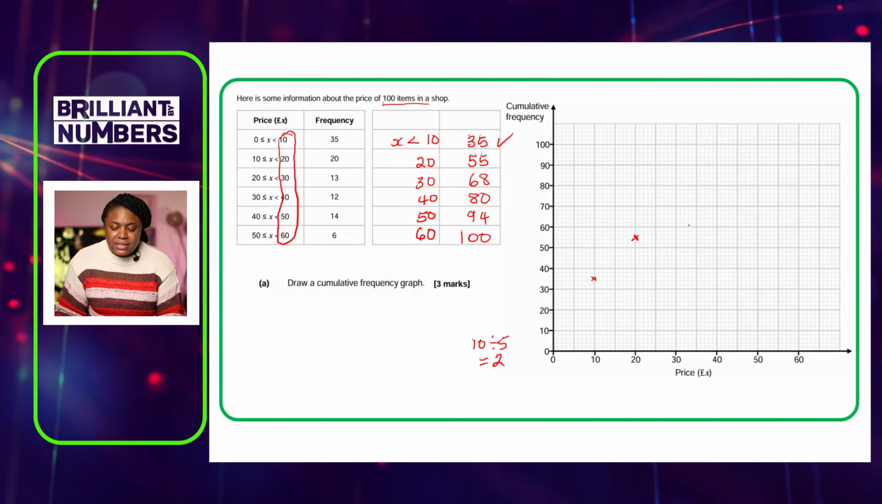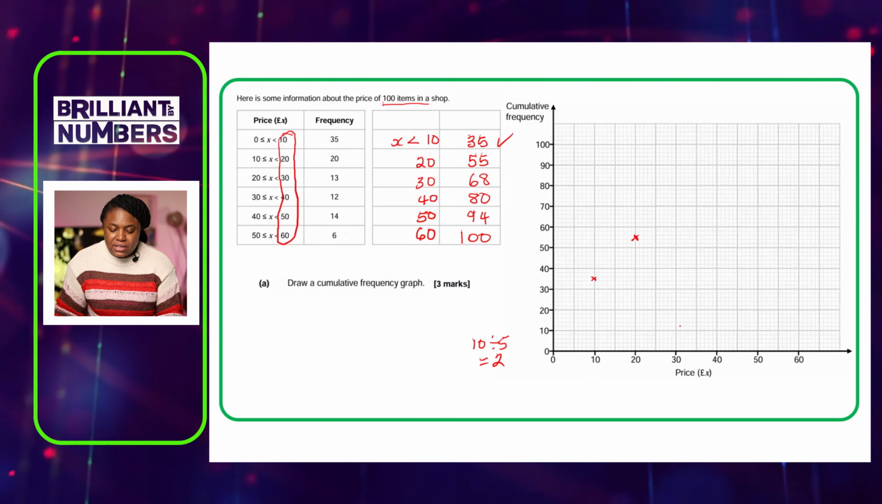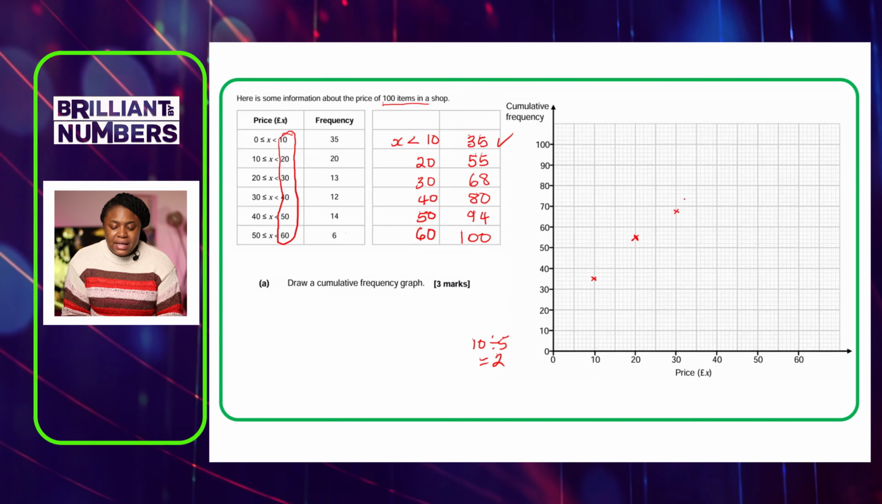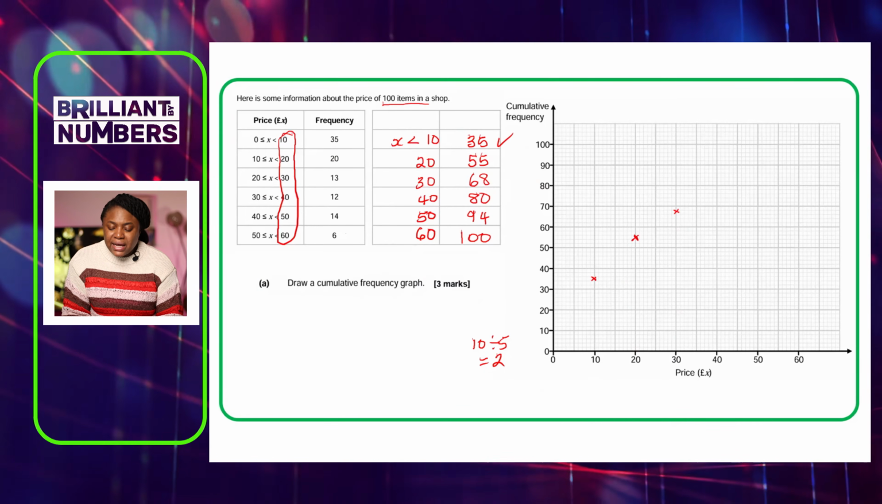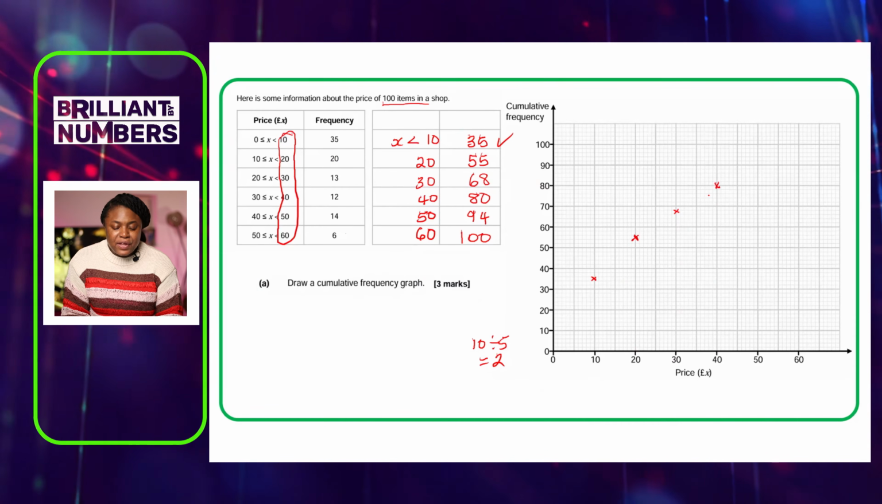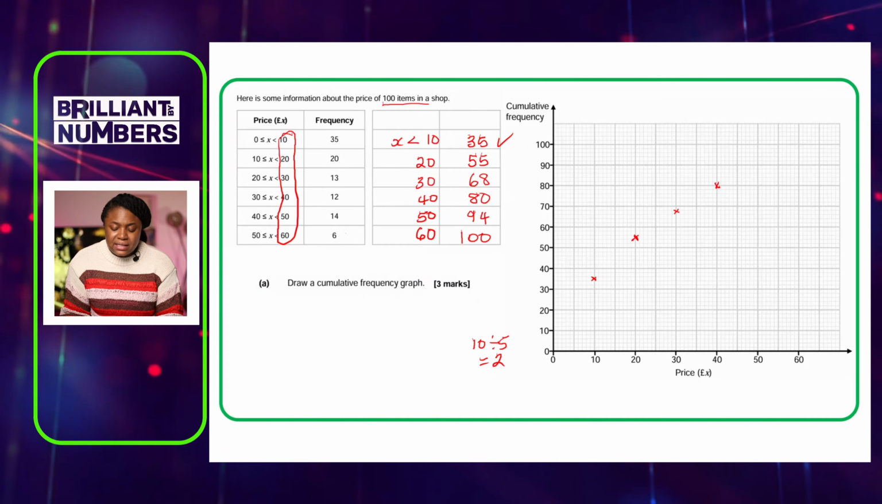We then need to do 30, and we're plotting 30 against 68. So 30 is this line. 68 is 1 down from 70. Then we need to do 40 against 80. That one is dead on. So 40 against 80, followed by 50 against 94.